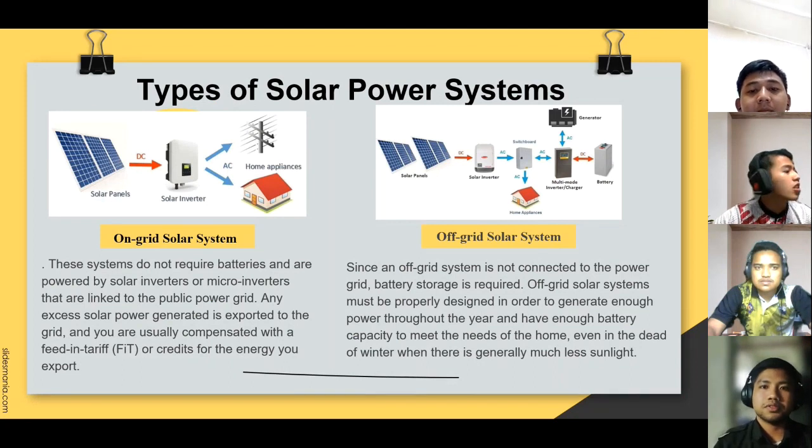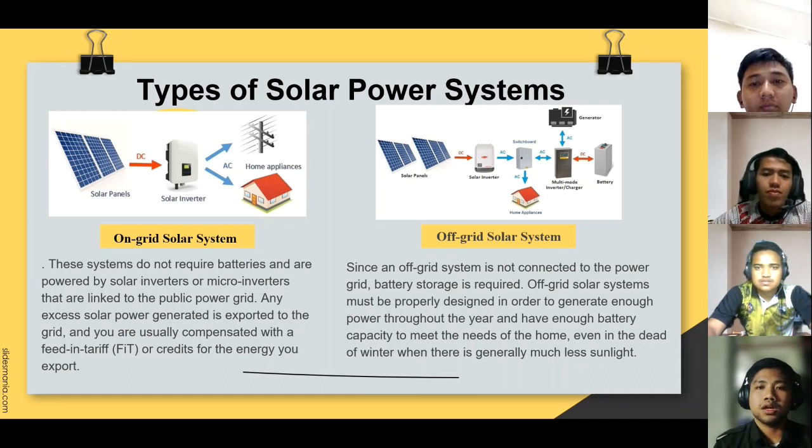Next, the types of solar power systems. Commonly, there are only two systems used in Malaysia, which are the on-grid solar system and the off-grid solar system. The on-grid solar system does not require batteries and is powered by solar inverters or micro inverters that are linked to the public power grid. Any excess solar power generated is exported to the grid, and you are usually compensated with a feed-in tariff or credits for the energy you export.